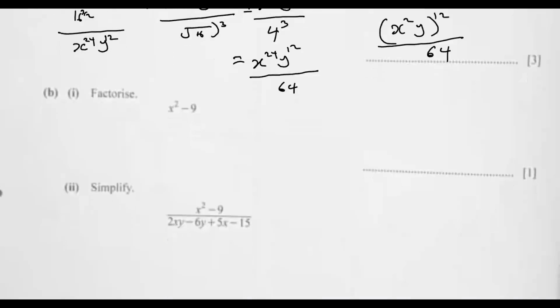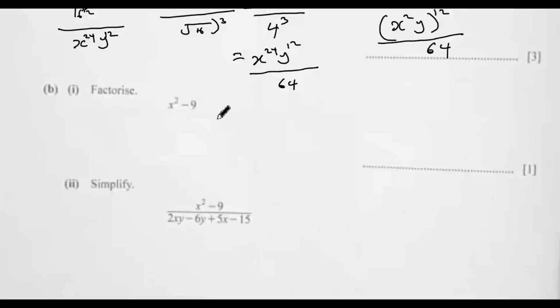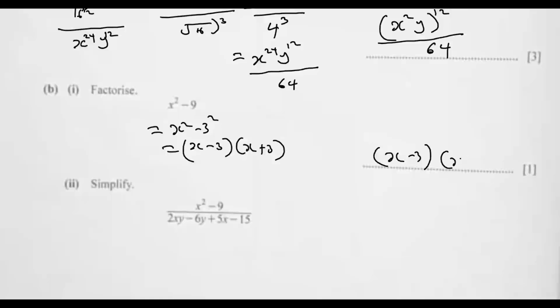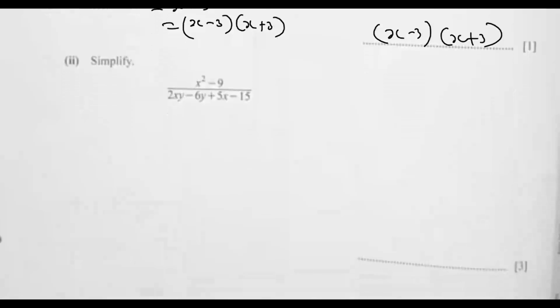Then the b part, we are to factorize this. So this is the same thing as x squared minus 3 squared, and this is difference of two squares to be x minus 3 into x plus 3. So I have x minus 3 then into x plus 3. That's my answer there. So the round figure 2, we have to simplify this.